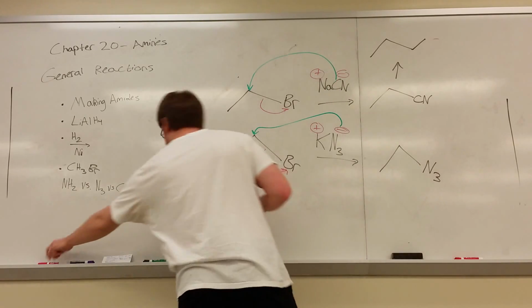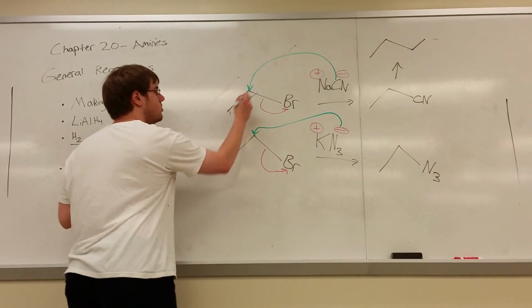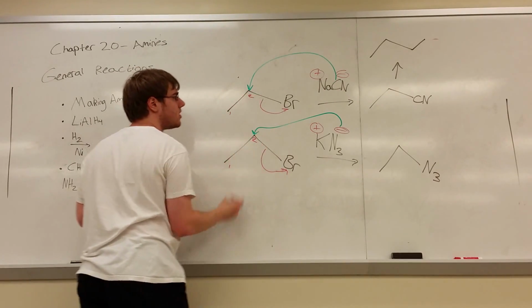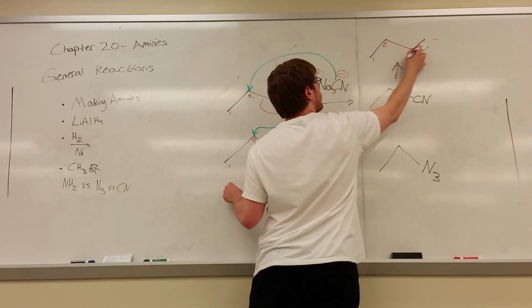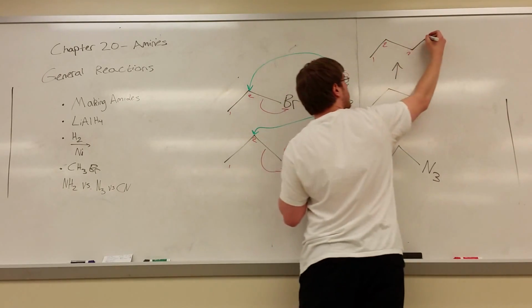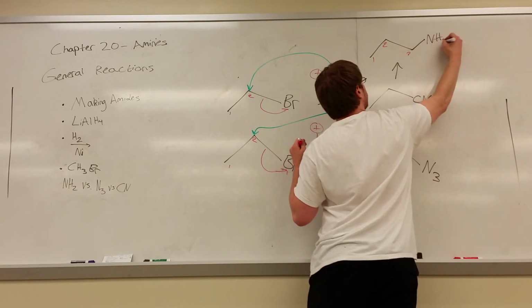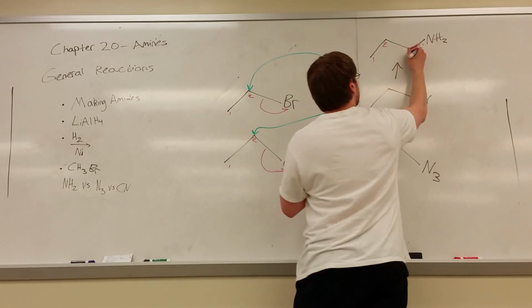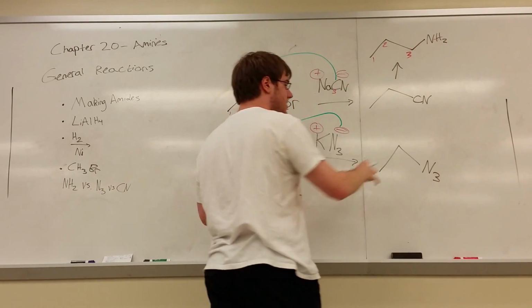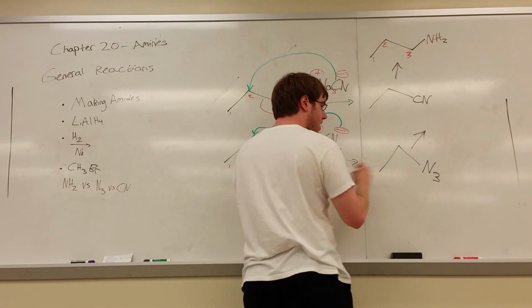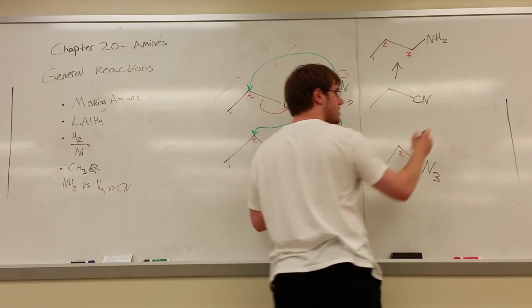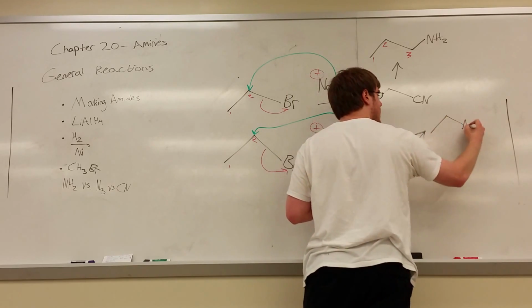So if I count this, I'm starting with 1, 2 carbons in both of these structures. And here I'm adding a third. So I have 1, 2, 3, and then this carbon 3 must be where my NH2 goes for the CN. In the case of N3, when that reacts with LiAlH4, I only have 1, 2 carbons still, which means I should have 1, 2, and then NH2.